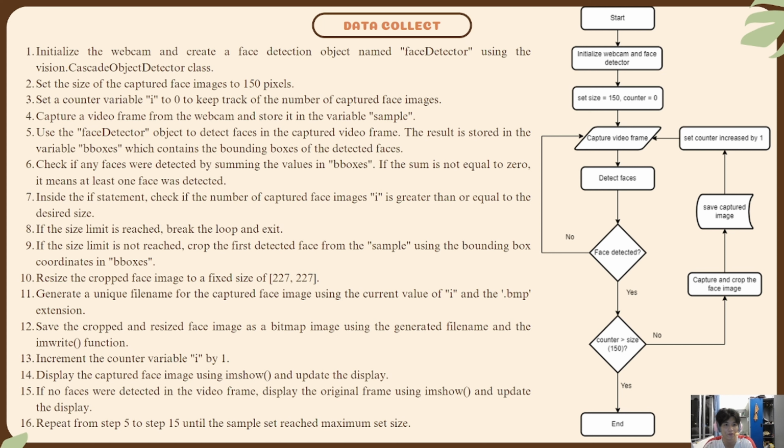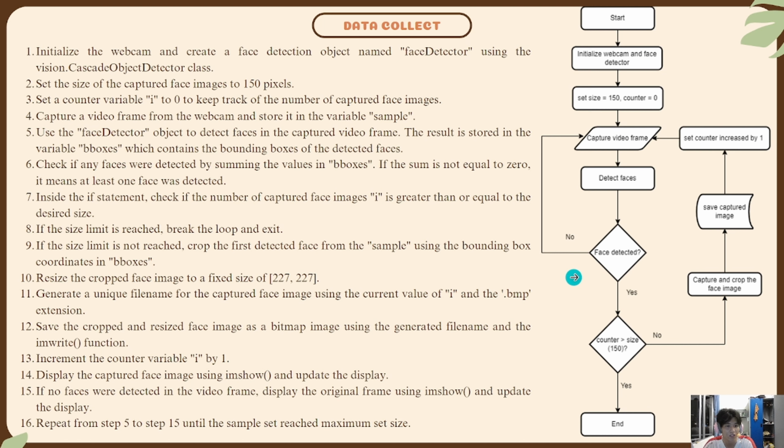Capture a video frame from the webcam and store it in the variable sample. Use the faceDetector object to detect faces in the captured video frame. The result is stored in the variable box, which contains the bounding box of the detected face. Check if any face was detected by summing the values in box. If the sum is not equal to 0, it means at least one face was detected.